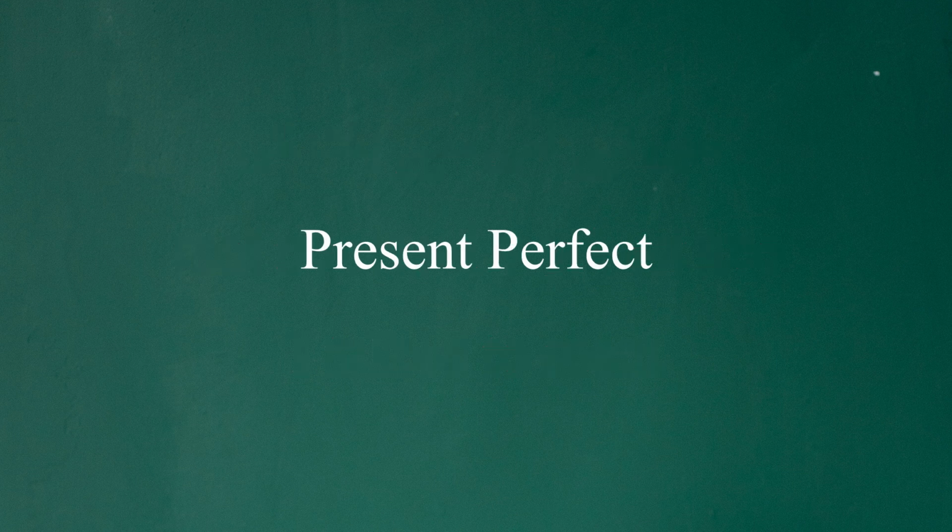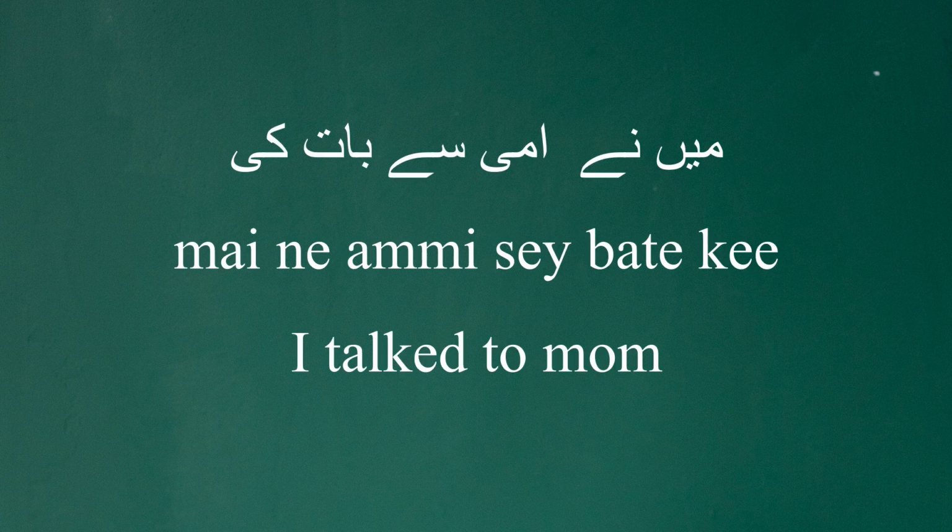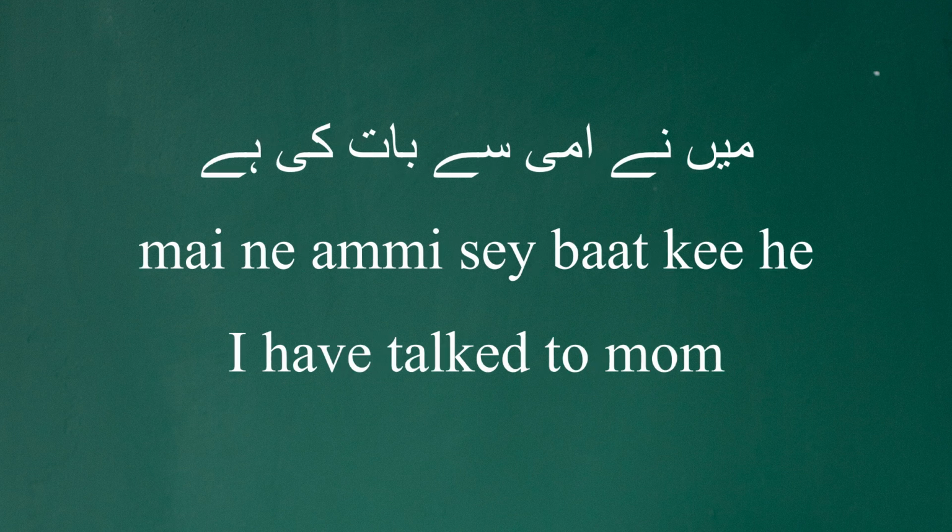The next one is the present perfect tense, the thing that we have done in the past and it still holds true in the present. For example, मैंने अम्मी से बात की. Talk to my mother, and after ki we'll put hai, and that will become the present perfect. मैंने अम्मी से बात की है. I've talked to my mom.